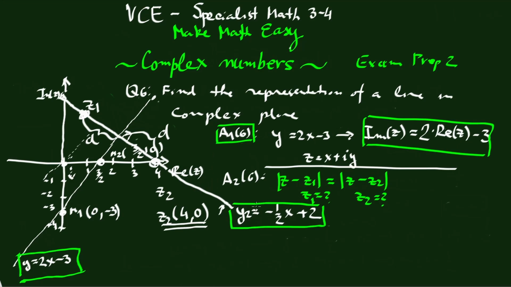Now, we got the equation of the line. So now we need to know the distance. How do we get the distance? First, we know what this point here is. That point, we call it point A. What are the coordinates of this point A?